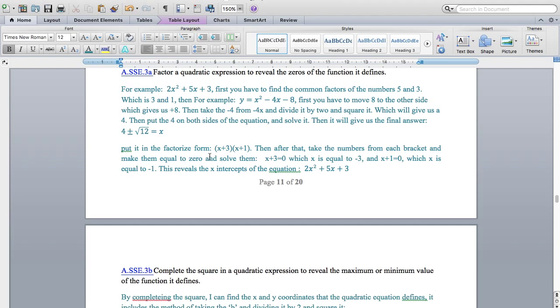And in this standard, we had to factorize the form x plus 3 and x plus 1 is an example. And we had to put x plus 3 equals to 0, and when we move the 3 to the other side where the 0 is, the 3 will become a -3, and when we put 1 to the other side, it will be -1, and reveals the x-intercepts of the equation, 2x squared plus 5x plus 3.